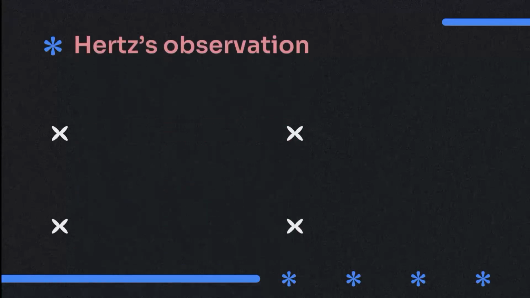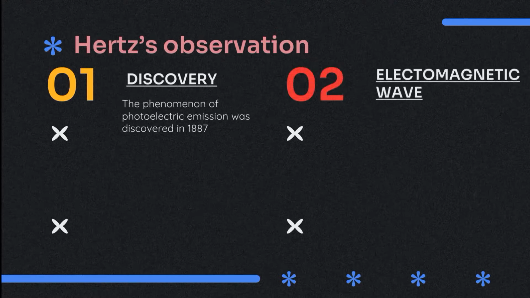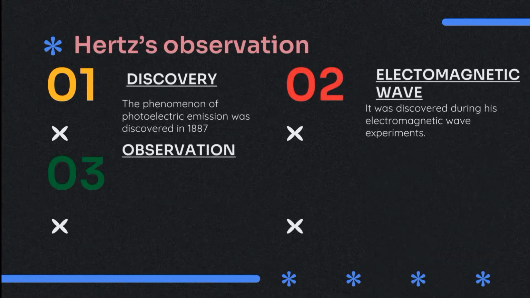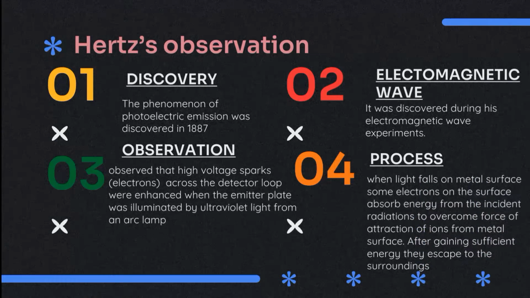Let us discuss Hertz's observation regarding photoelectric emission. The phenomenon of photoelectric emission was discovered in 1887 during the electromagnetic wave experiments. It was noted that high voltage sparks, which were actually electrons across the detector loop, were enhanced when the emitter plate was illuminated by ultraviolet light from the arc lamp.